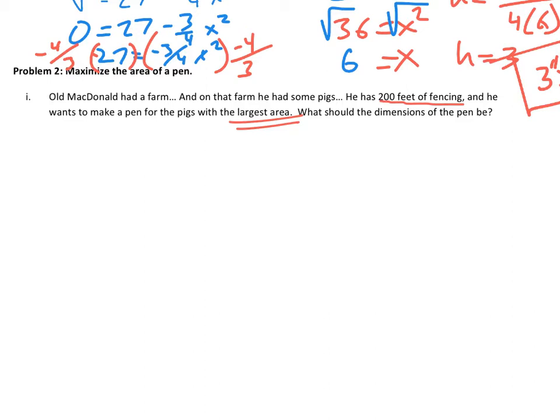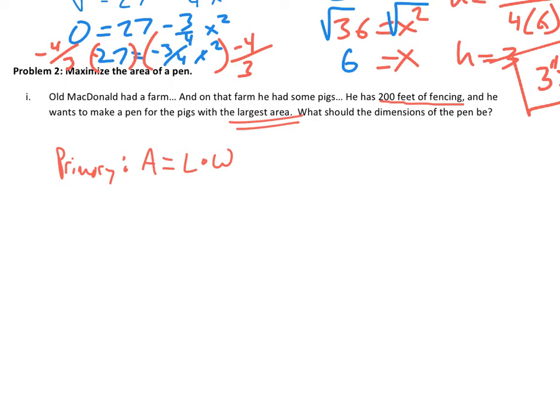Okay, keep in mind, that's going to be our primary equation. So we have two equations. We've got our primary. Our primary equation is going to be the area. That's what we're trying to maximize. Area equals, this is length times width. It's a rectangle, right?